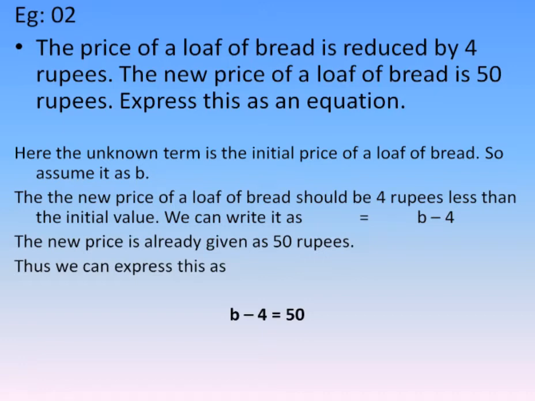Just take a simple English letter. We are going to assume it as B. That is, B is the initial price of the loaf of bread. And the price is reduced by 4 rupees, so it should be B minus 4. B minus 4 should be equal to 50 because the present price of the loaf of bread is 50 rupees. So this is the expression we can obtain.